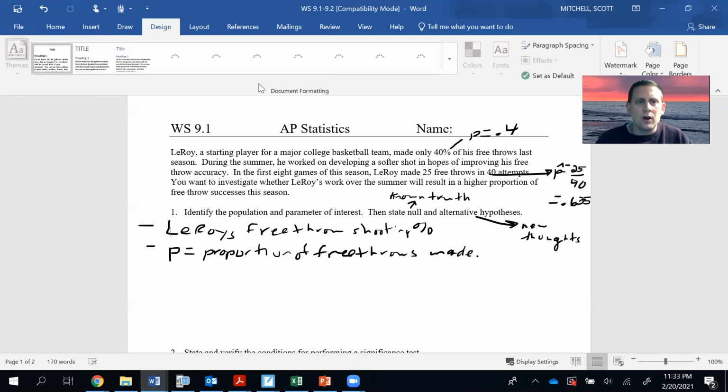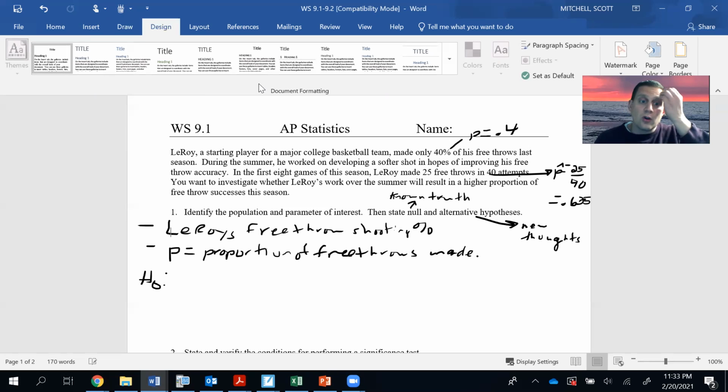So our null hypothesis, we write that as H naught. That's the null hypothesis. We write it in symbols. So the proportion, what was known to be true?